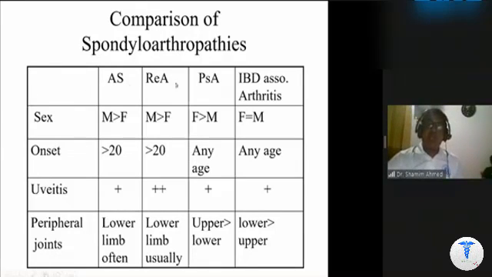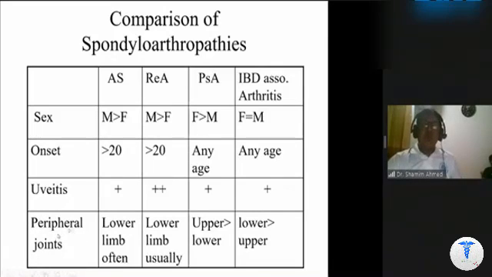Now, you can see the comparison of spondyloarthropathy of the different presentations. That is ankylosing spondylitis, reactive arthritis, psoriatic arthritis, and inflammatory bowel disease associated arthritis. Ankylosing spondylitis and reactive arthritis are more common in male, whereas psoriatic arthritis is more common in female, and in IBD the male-female ratio is equal. Onset of ankylosing spondylitis is more than 20 years, but psoriatic arthritis presentation may be at any age, IBD also any age, and uveitis is more common in reactive arthritis.